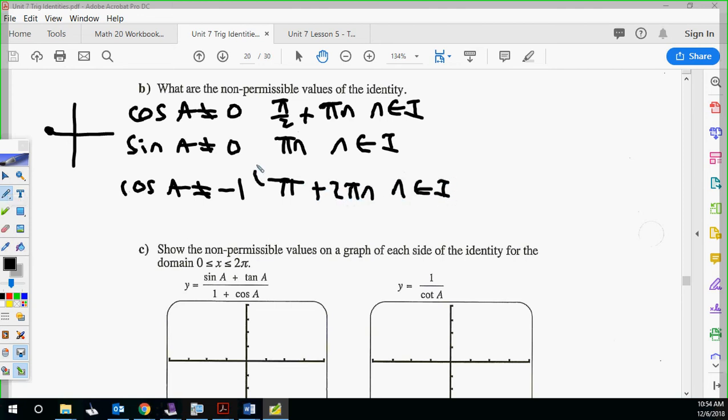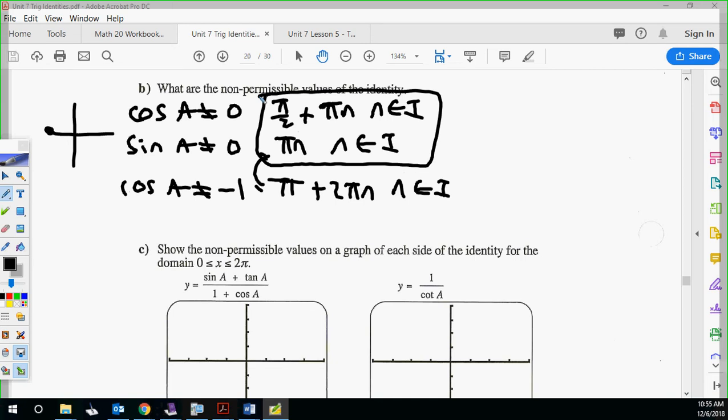Now these ones are pretty much going to get the same values. The sine covers the cosine non-permissibles, so we don't have to write it. You need to see that this one covers this one. So these two are the only ones you really need for your answer, because the third one's covered in the sine. If you don't see that third answer, it's because it's included. If you wrote that down, I don't think that'd be wrong.